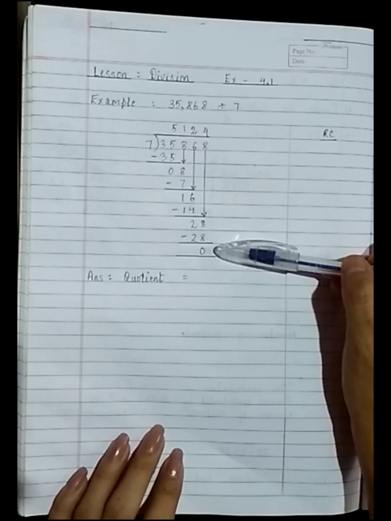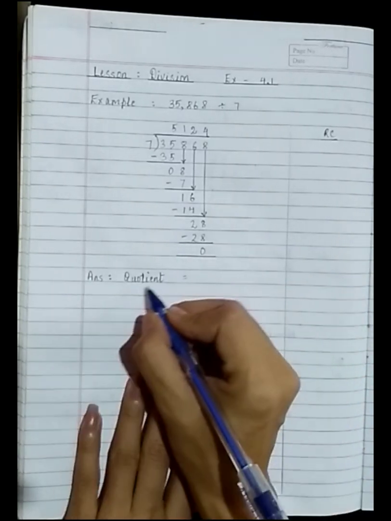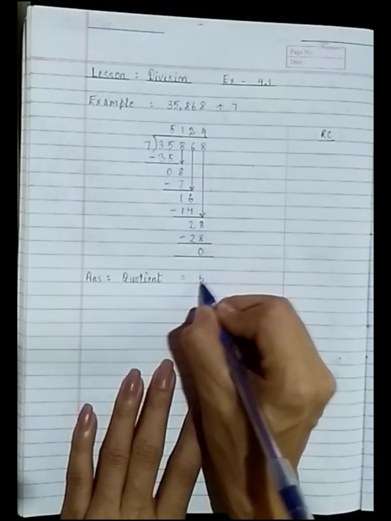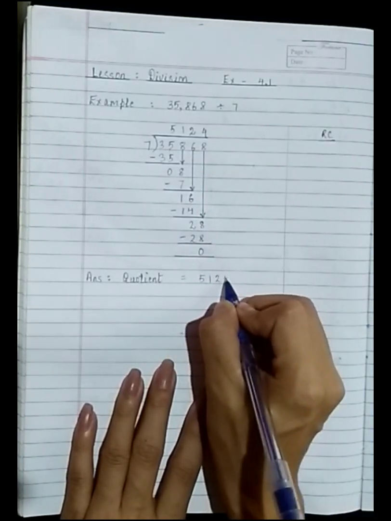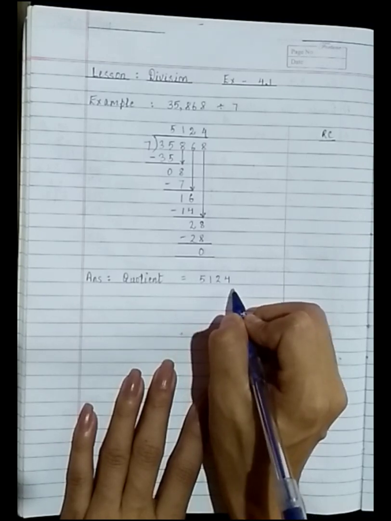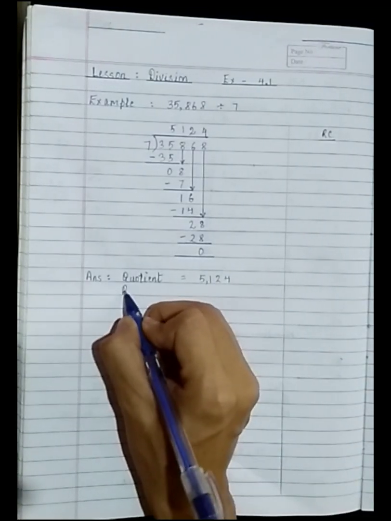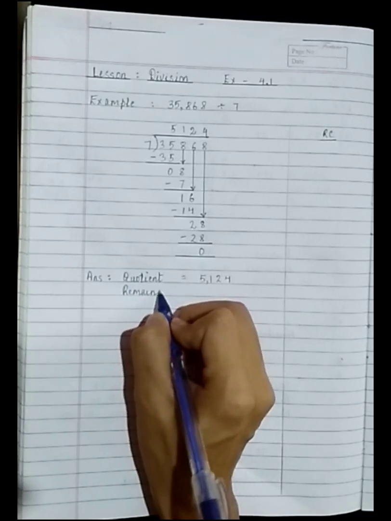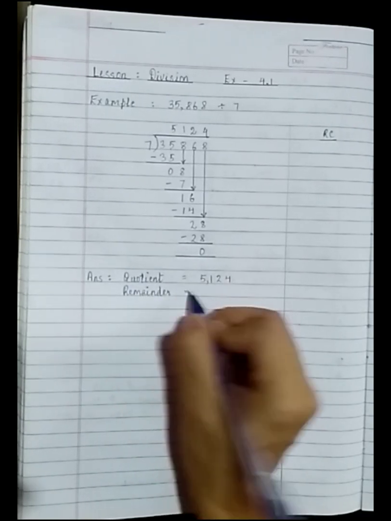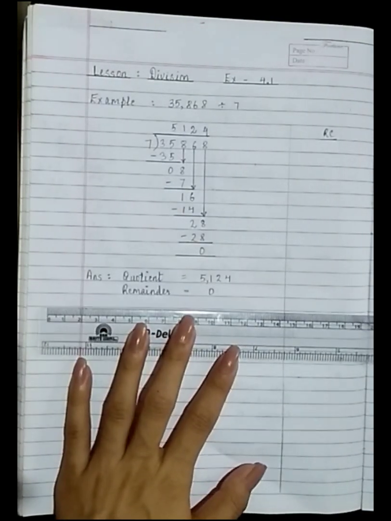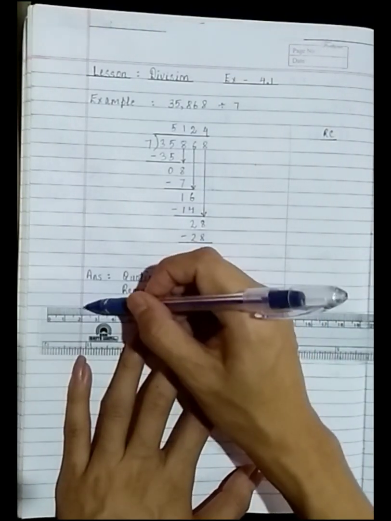We will write the quotient is equal to 5124, and don't forget to put comma, and we have the remainder equal to 0, or we don't have a remainder in this problem.